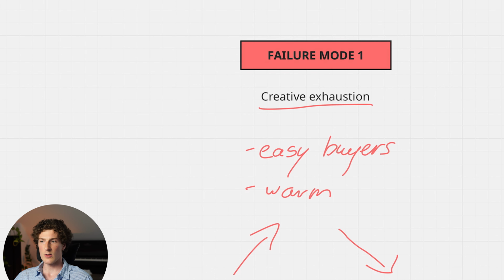This is creative exhaustion, and it's actually the more manageable of the two problems, because the fix is relatively straightforward. You need more creative variation built for different buyer mindsets. We'll come back to that. And here's where it gets more serious.